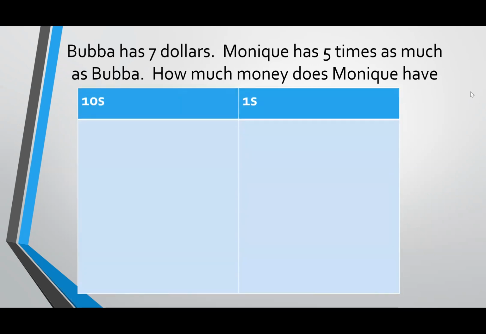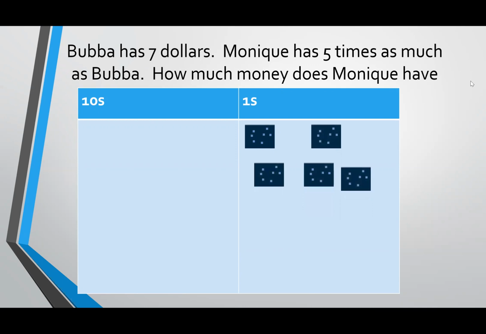So we would set up a place value mat, and first we represent Bubba's $7. There they are. Monique has 5 times as many as that. There we go. Then we would have to regroup, which I'm not going to show you because you know how to do that already. And then they would have to make an equation. So there's our equation: 5 times 7 equals 35. All right, what would we do on day two?